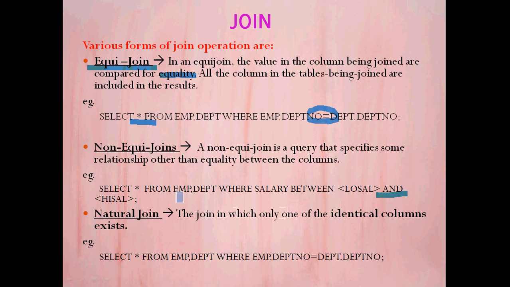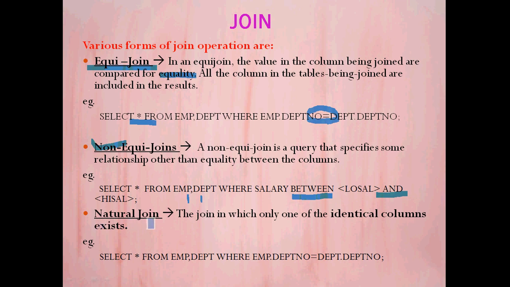Select star from EMP comma department, where salary between lower salary and higher salary, you can mention here. So I use the between statement. You can combine these employee table and department table based on any other condition other than the equal sign. Then it is non-equi-join.